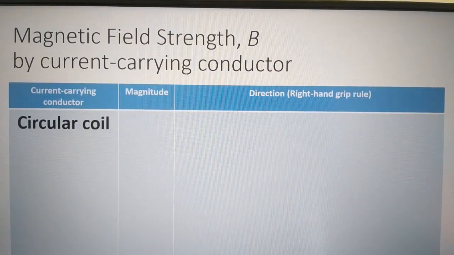Okay, next is a circular coil. So how do you find the magnetic field strength produced by a circular coil? This is the magnitude. This is the formula that you need to use to find the magnitude, which is mu naught I over 2R. All these formulas are given to you in your list of formulae, so don't worry about memorizing them. But what you must know is which formula to use for which conductor.